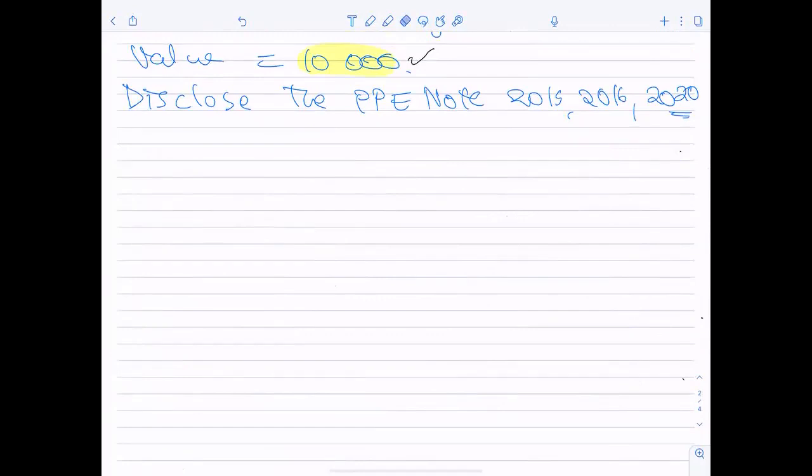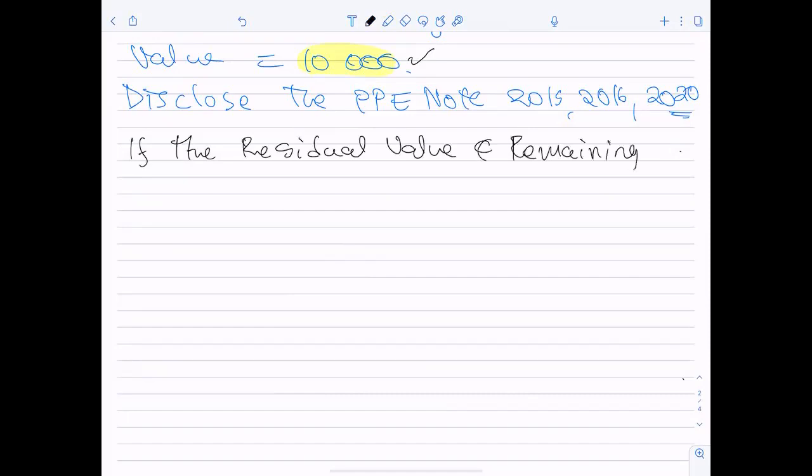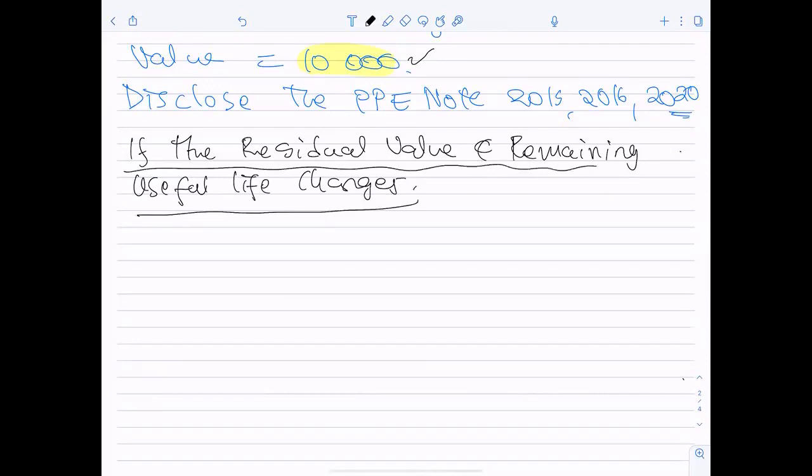The next principle that we want to cover: if the residual value and remaining useful life change, what are we going to do? If the residual value and the remaining useful life change, it can change during the year.